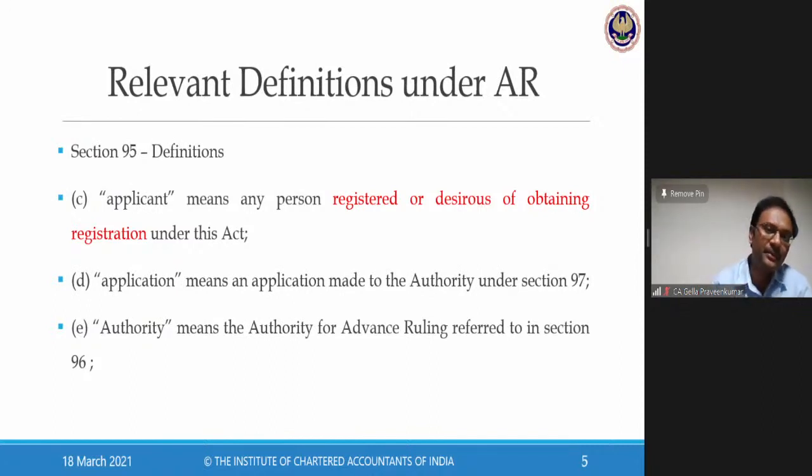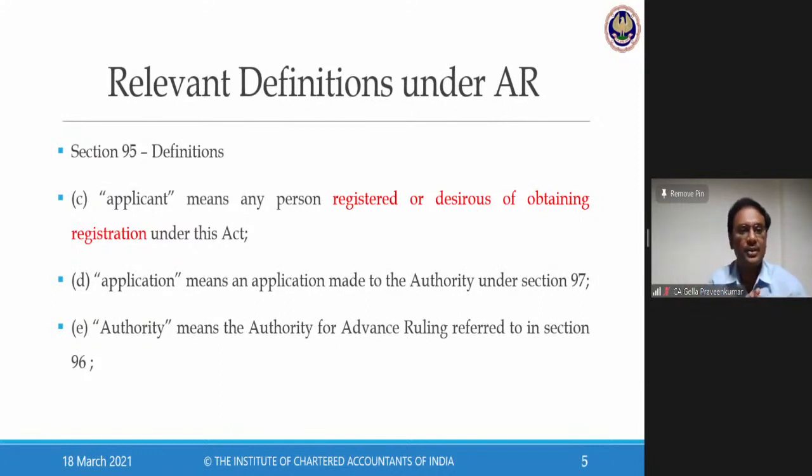This particular gentleman has a benefit under GST law by virtue of the provisions of section 95 under advance ruling, where he can ask whether he has to register, or whether this activity of opinion given under this particular business trip makes him liable to get registered. We will draw interpretations from the provisions of advance ruling. So here, it is not compulsory that only a registered person should file an application. A person desirous of getting registered can also seek a ruling.